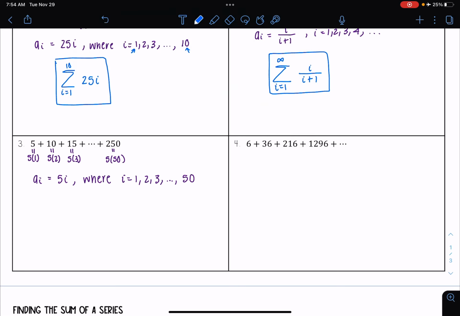So writing this in summation notation, I get my pattern goes to the right, so 5i. My lower limit is what I'm starting at, which is i equals 1. My upper limit is the number of terms I have, which is 50.